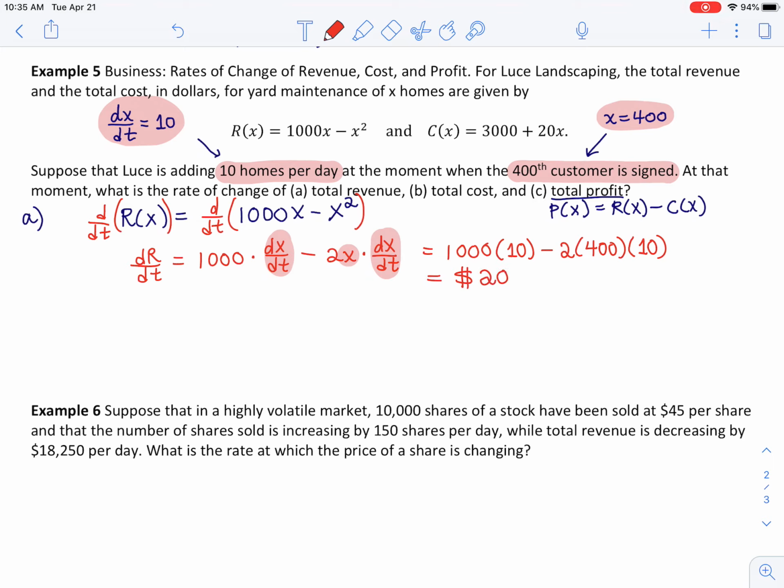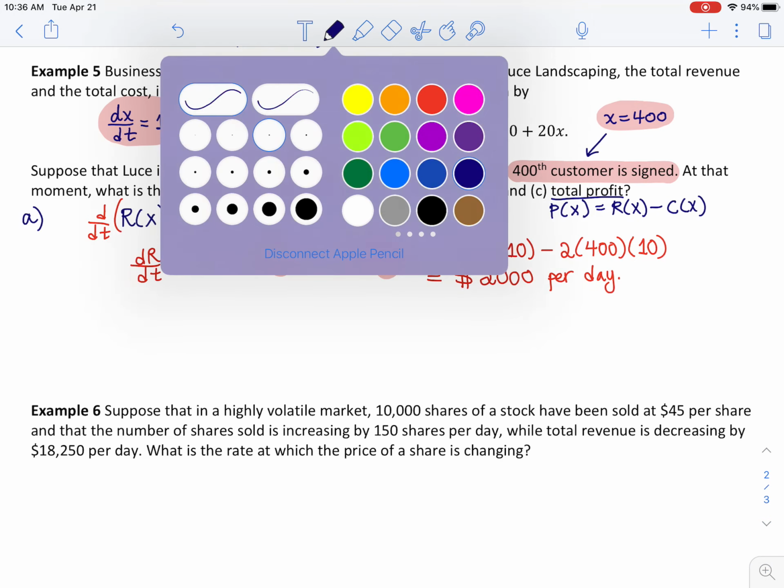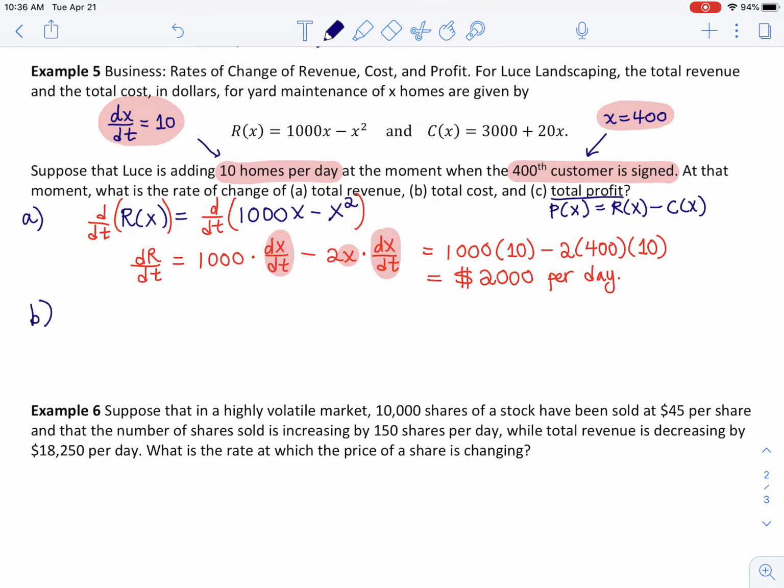All right, I may be a little out of room here, but go ahead and type this in your calculator. If you plug this in, you will get exactly $2,000. And what's the unit? What's the time unit? Day. So this is how his total revenue is changing per day. And that was part A.